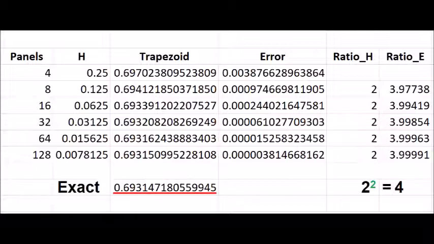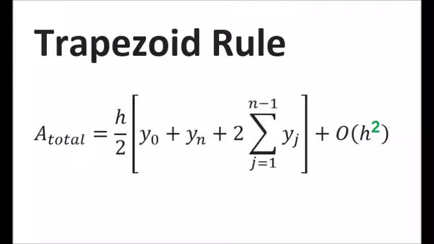It is no coincidence that 4 equals 2 to the 2nd power. That is seen in green. We have seen in other lessons that the trapezoid rule is 2nd order. That is why we have the h squared, seen in green.